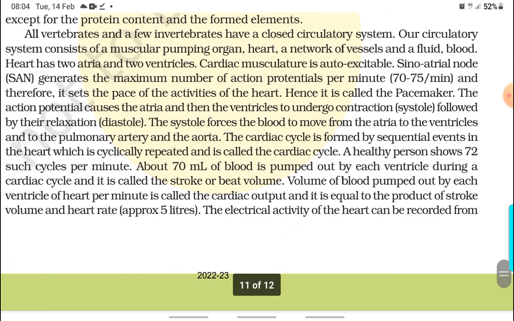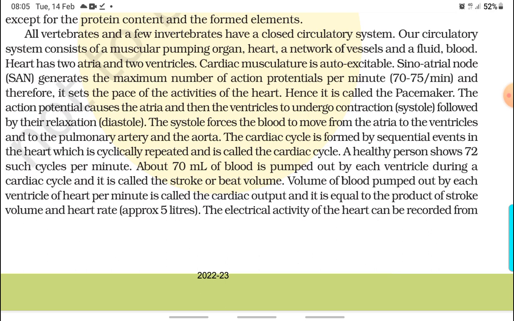All vertebrates and a few invertebrates have a closed circulatory system. Our circulatory system consists of a muscular pumping organ, the heart, a network of vessels, and a fluid, blood. The heart has two atria and two ventricles. Cardiac musculature is auto-excitable. The sinoatrial node, SAN, generates the maximum number of action potentials per minute, 70 to 75 per minute, and therefore it sets the pace for the activities of the heart. Hence it is called the pacemaker.